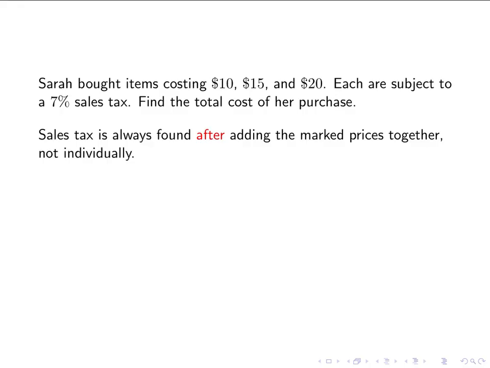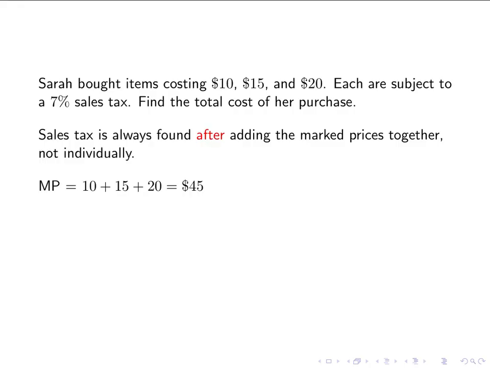So if you've ever looked at a receipt, you see that the sales tax is calculated at the very end and not per item. So the first thing we got to do here is find the total marked price. So that's going to be the 10 plus 15 plus 20. So we have a marked price of $45.